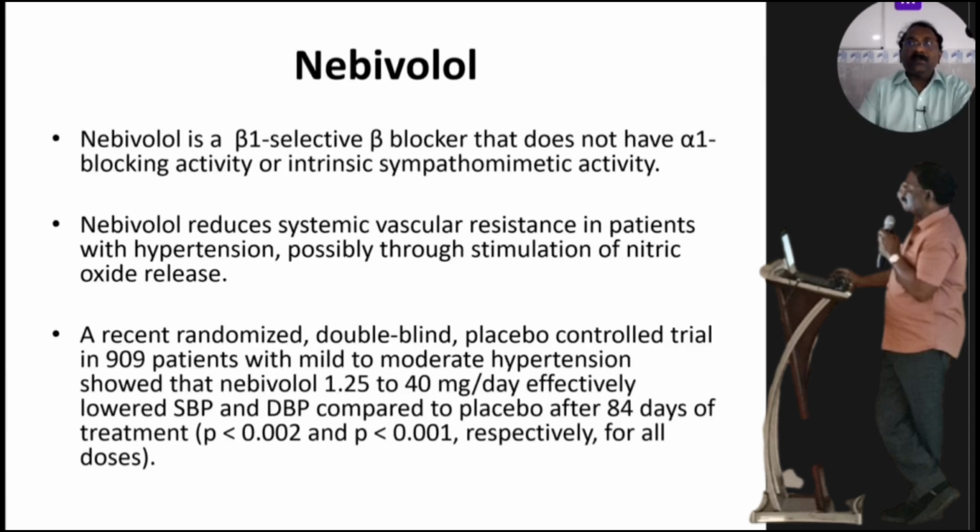Again, nebivolol is also a very popular drug nowadays. Nebistar, 2.5 mg and 5 mg. Nebivolol is a beta-1 selective beta blocker that does not have alpha-1 blocking activity or intrinsic sympathomimetic activity. It reduces the systemic vascular resistance in patients with hypertension, possibly through stimulation of nitric oxide release. So that is the advantage of nebivolol. It increases the nitric oxide levels in the vessels. Nitric oxide is a potent vasodilator. So the more the nitric oxide, the more the vasodilatation.